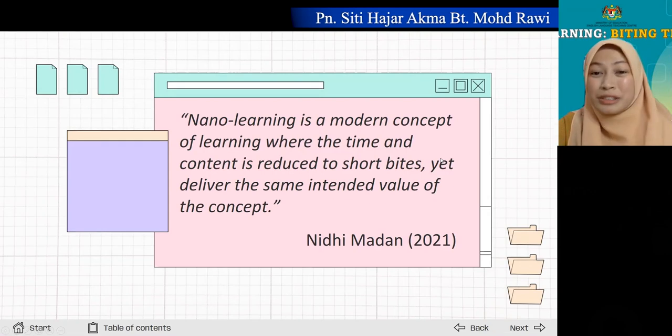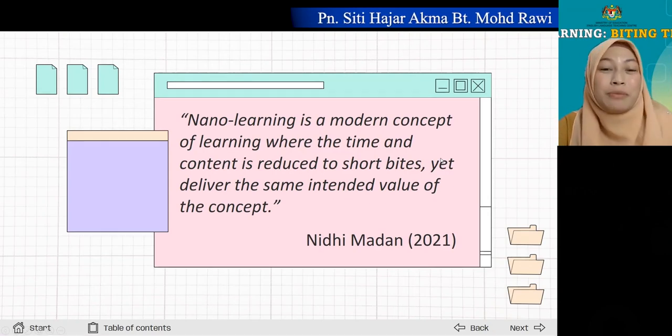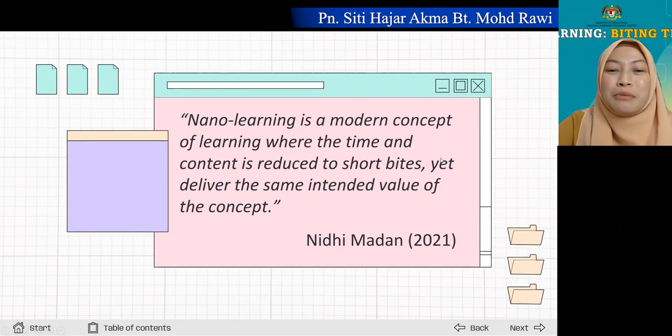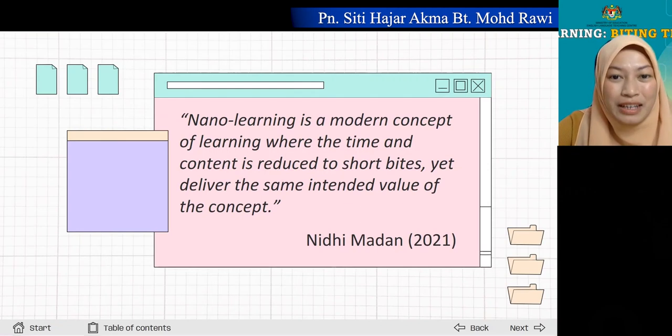Okay, as Dr. Nidhi Madan had shared before, nano learning is a modern concept of learning where the time and content is reduced into short bites, yet deliver the same intended value of the concept. So for today, I'm going to share 7 advantages of nano learning in English lessons.